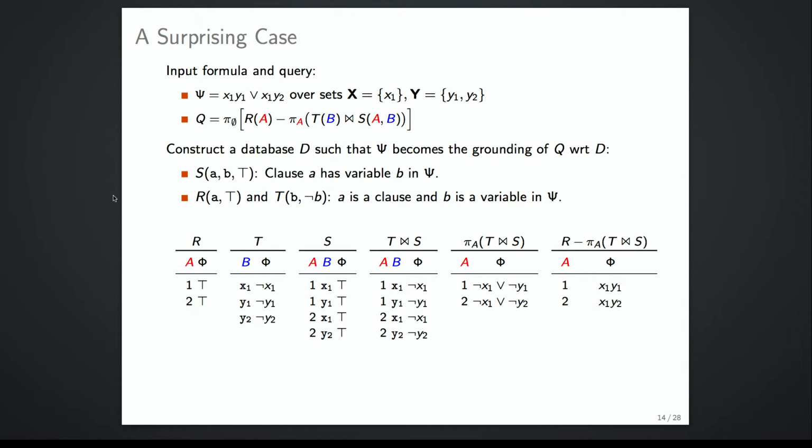When we actually throw away the B from here, we essentially collapse rows that have the same value for A, right? So 1 and 2. And we get a negation of our clause. We get not x1 or not y1. For 2, we get not x1 or not y2. So what happens now, what we need extra, is to negate this locally, right?